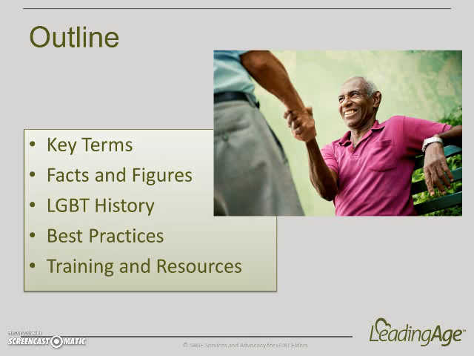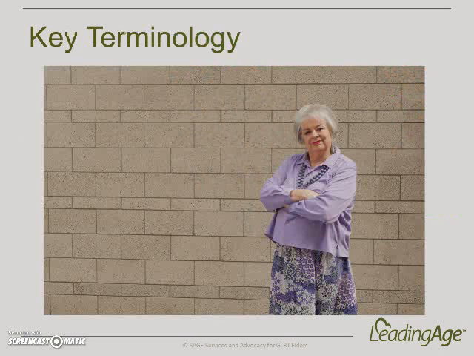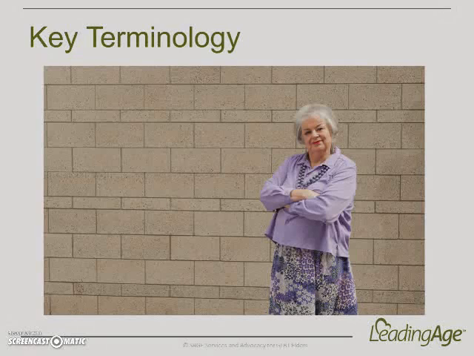Today we're going to be discussing 5 topics. First, I'm going to outline some key terms that you should know in order to treat LGBT older adults with respect. Next, we're going to look at some facts and figures about the LGBT older adult community, and then take a look at some LGBT history. Then we'll take a look at some best practices that can help you improve the services you're providing to LGBT older adults. And finally, I'll highlight some training opportunities and other resources you might want to take a look at. So let's begin by looking at some key terms.